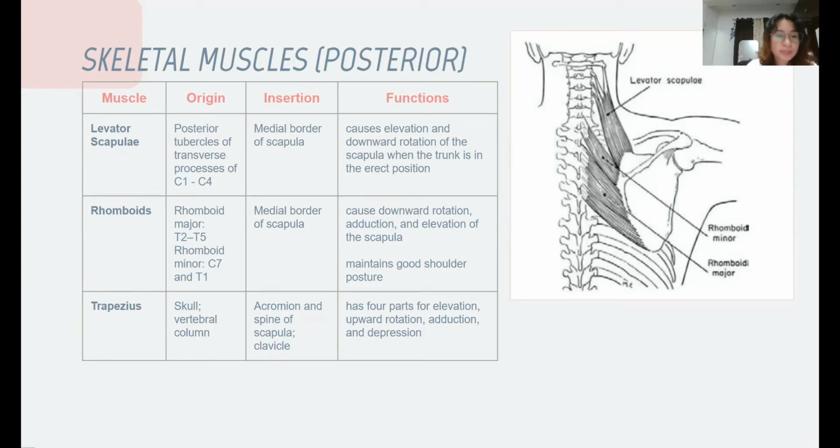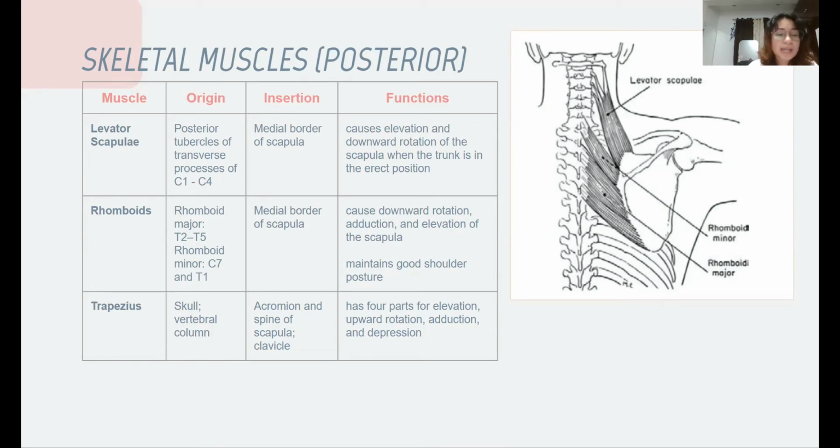Next one, the rhomboids. The rhomboid muscles are bilateral, two superficial muscles. This consists of two functionally similar muscles called the rhomboid minor and the rhomboid major. These muscles extend from the thoracic vertebrae T2 to T5 to the medial border of the scapula. They cause downward rotation, adduction, and elevation of the scapula.